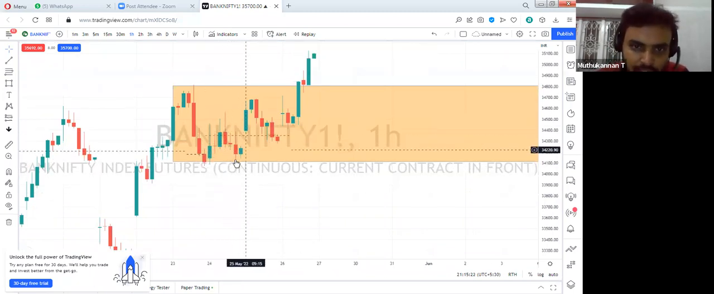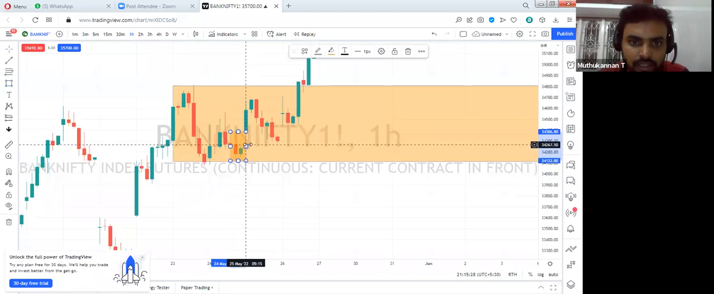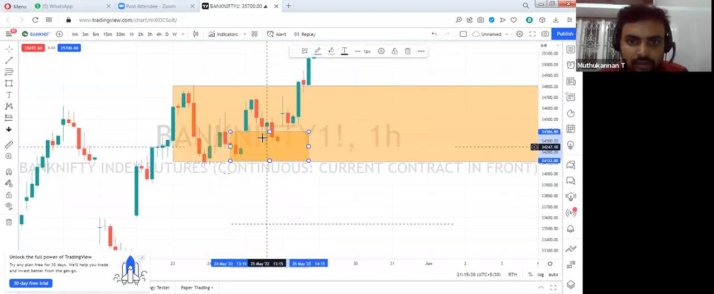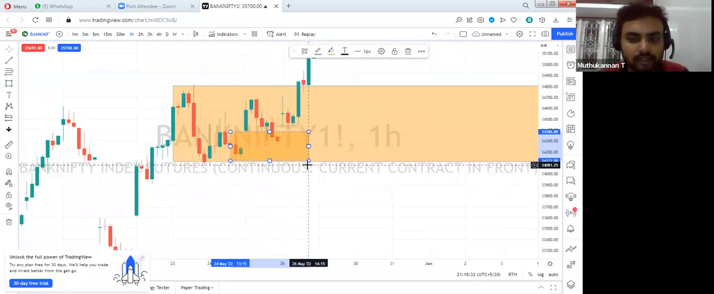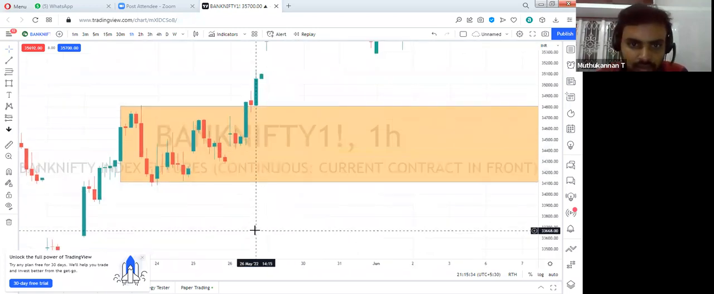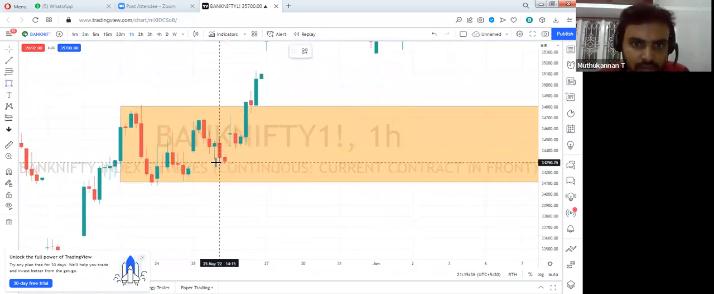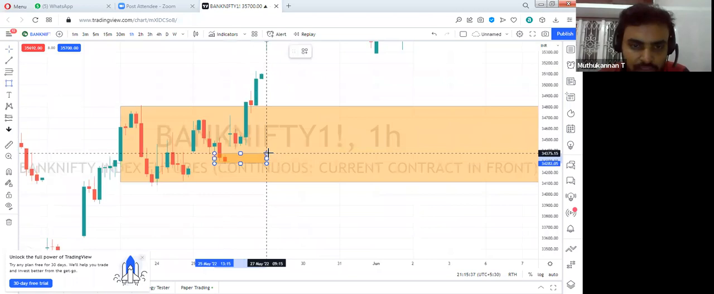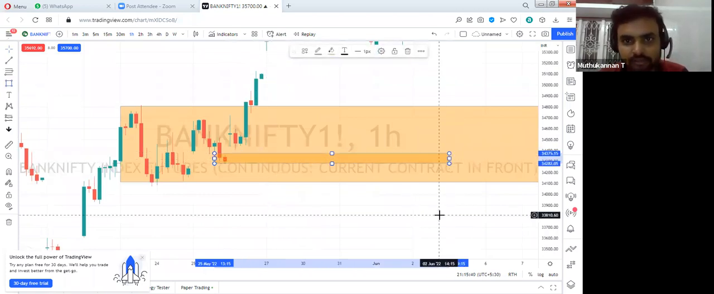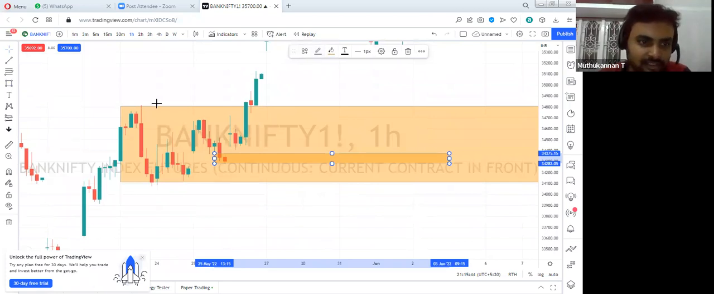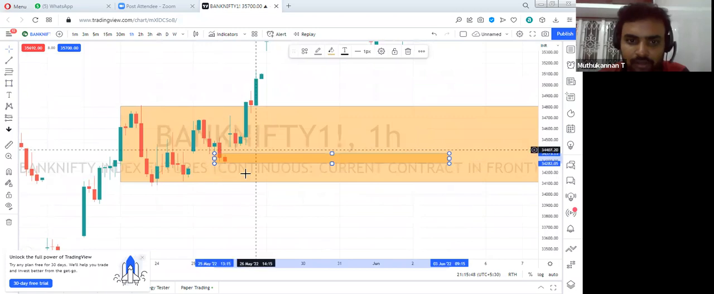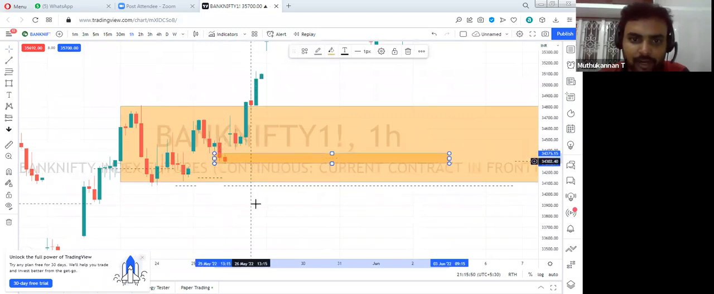And this is my swing point. Agree with me? Is it touched or not? Touched. So leave it. And what is my next swing point? This is my swing point, right? Is it touched or not? No. It is not yet touched. So I have refined my order block.